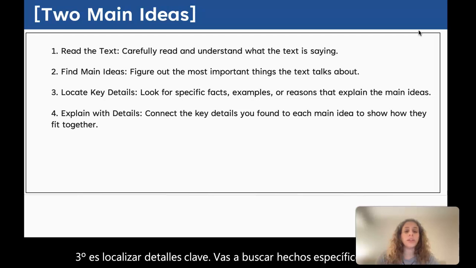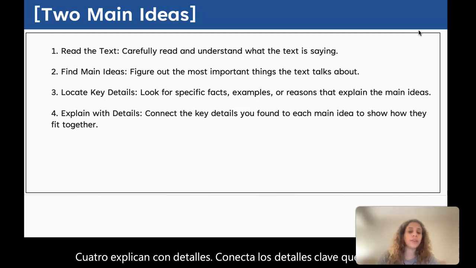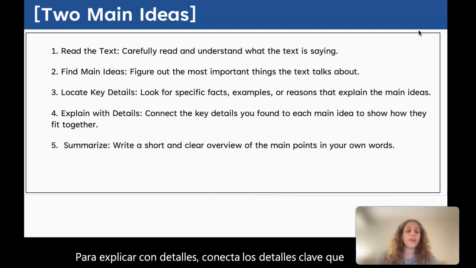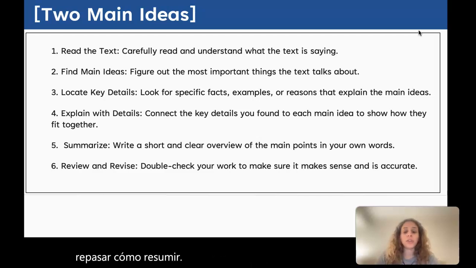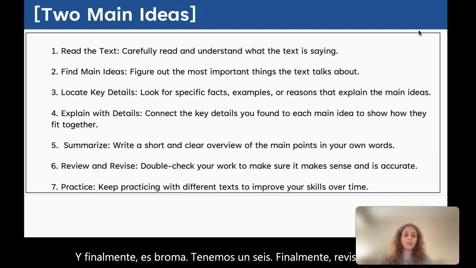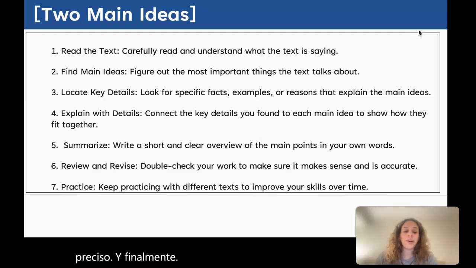Four, explain with details. Connect the key details you find to each main idea to show how they fit together. Fifth, to summarize, write a short and clear overview of the main points in your own words, and we're going to go over how to summarize. And finally, just kidding, we have a sixth one. Finally, review and revise. Double check your work to make sure it makes sense and is accurate. And finally, you're going to practice. You're going to keep practicing with different texts to improve your skills over time.